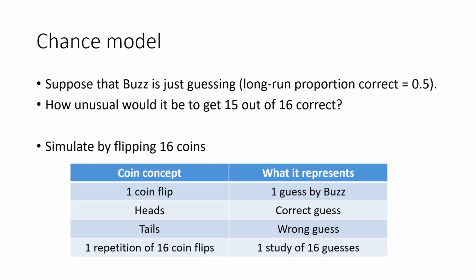Well, we could simulate this by flipping 16 coins, where one coin flip represents one guess by Buzz. Heads can represent a correct guess and tails can represent an incorrect guess. Then one repetition of 16 coin flips represents one study of 16 guesses, and we can count how many heads we get to represent how many times we expect Buzz to press the correct button.